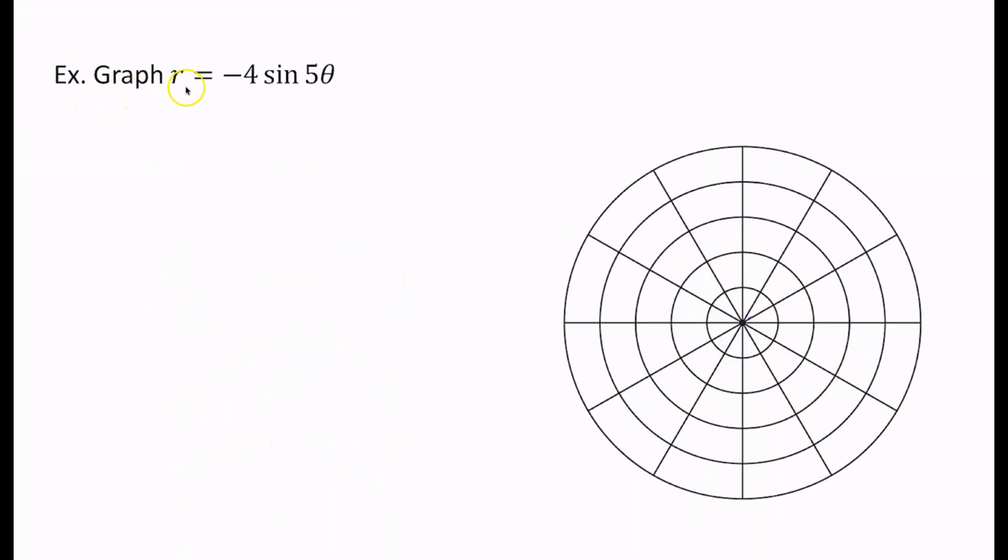Let's go ahead and try to graph now r equals negative 4 sine of 5 theta. So here, since we have n is equal to 5, that means there are going to be 5 petals since n is odd. And then the petal length is equal to 4. So we're not going to take the negative because we're talking about a length. So the length is just 4.